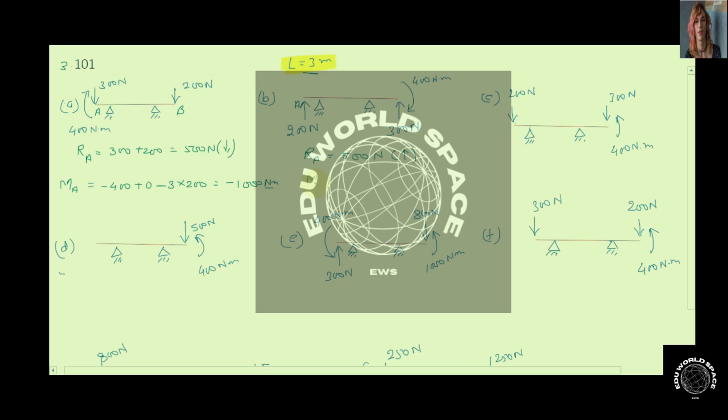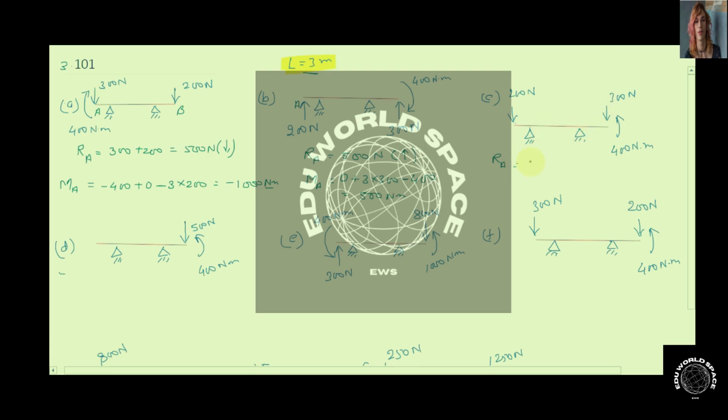If we talk about the moment about point A, since this 200 Newton is passing through point A, its effect will be 0. This 300 Newton is going to cause a counterclockwise couple, so it will be 3 multiplied by 300. And this 400 Newton meter is in the clockwise sense, so minus 400 Newton meter, which comes out to be 500 Newton meter.